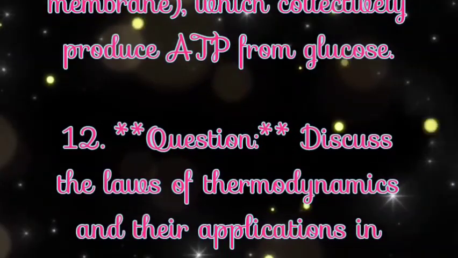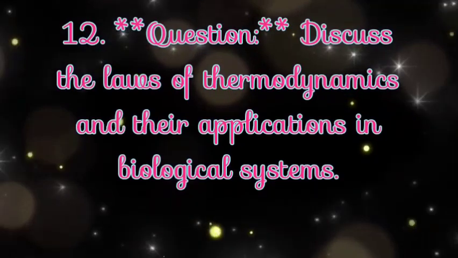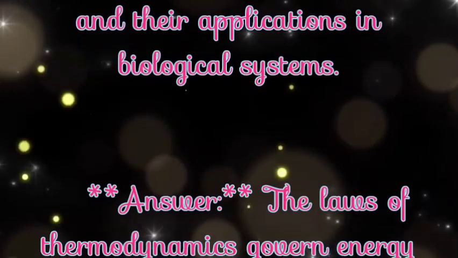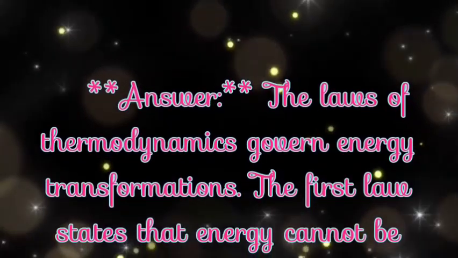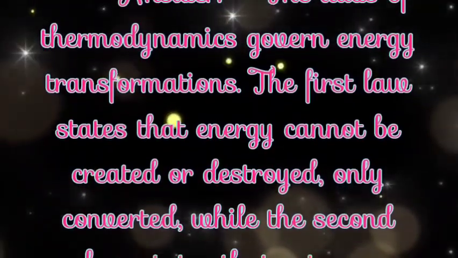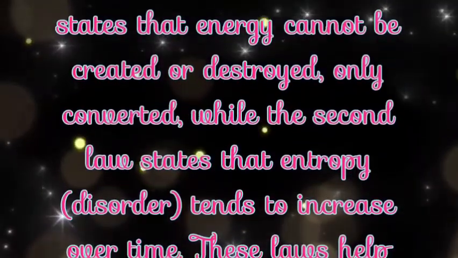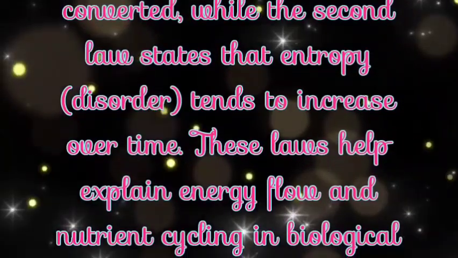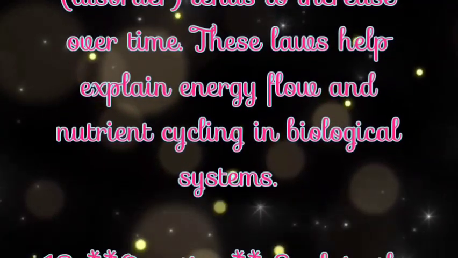Question number 12. Discuss the laws of thermodynamics and their application in biological systems. Answer: The laws of thermodynamics govern energy transformation. The first law states that energy cannot be created or destroyed, only converted, while the second law states that entropy, disorder, tends to increase over time. This law helps us explain energy flow and nutrient cycling in biological systems.